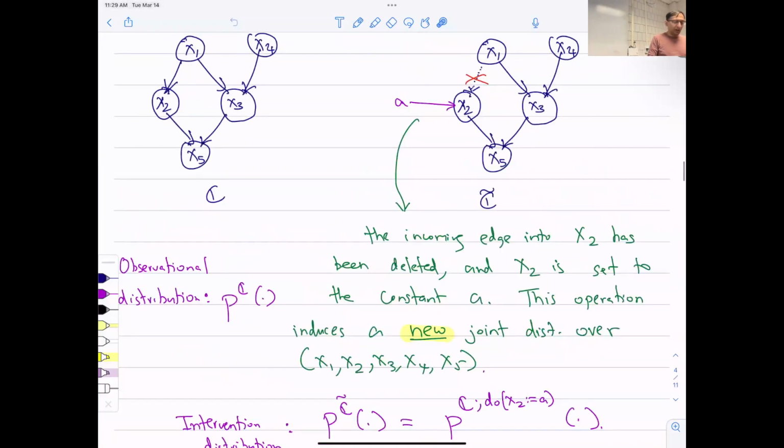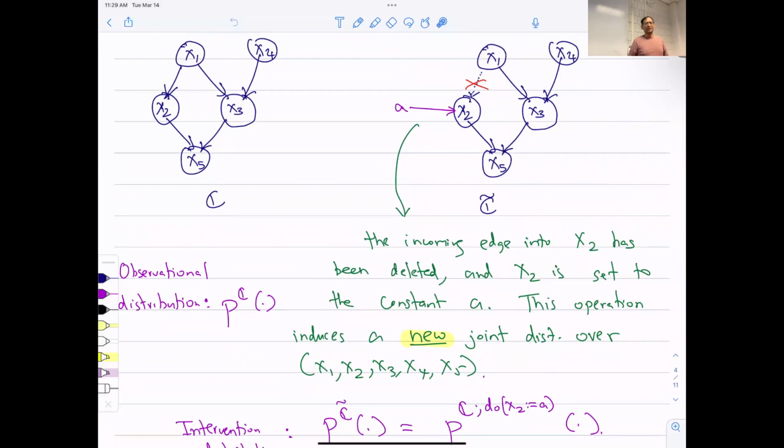Also, now it's clear from this, hopefully, that doing is not the same as conditioning, because I've essentially created a new model. So they're completely different things. They may turn out to be the same in some cases, but in general, these are completely different things. So hopefully that has come out clearly now at this point.